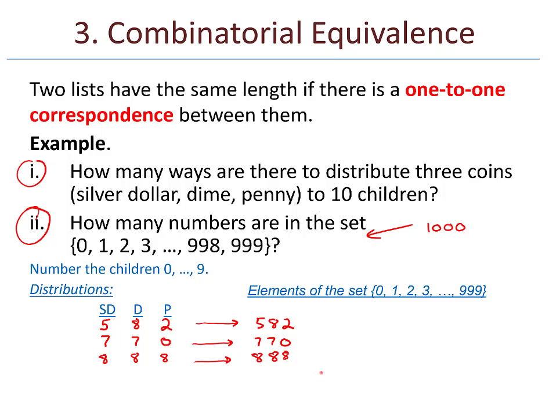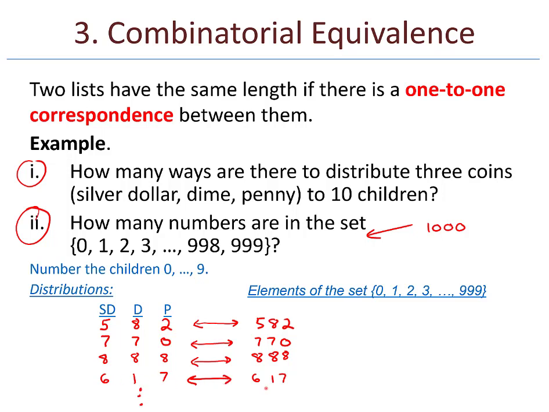Now I need to reverse the process. Well, if I have the number 582, how about if I say that whatever digit is in the hundreds place, that child gets the silver dollar, and whatever number is in the tens place, that child gets the dime, and whatever number is in the ones place, that child gets the penny. And so this function actually goes in both directions. If I pick a random number from the set 0 to 999, how about 617? That corresponds to the distribution: child 6 gets the dollar, child 1 gets the dime, child 7 gets the penny. And of course, I can work that back to the right.